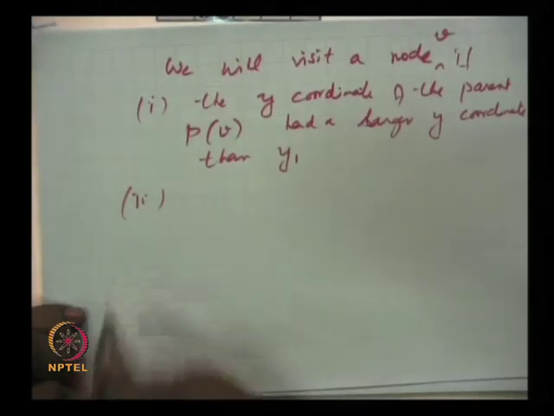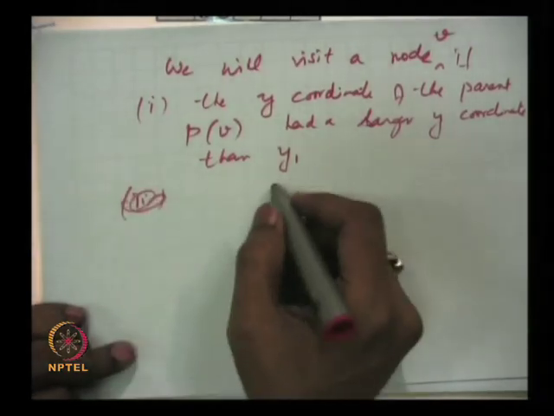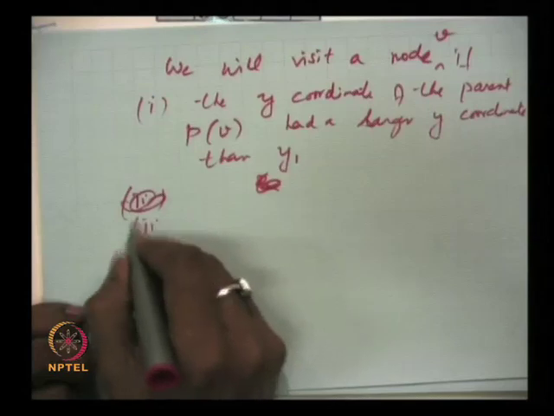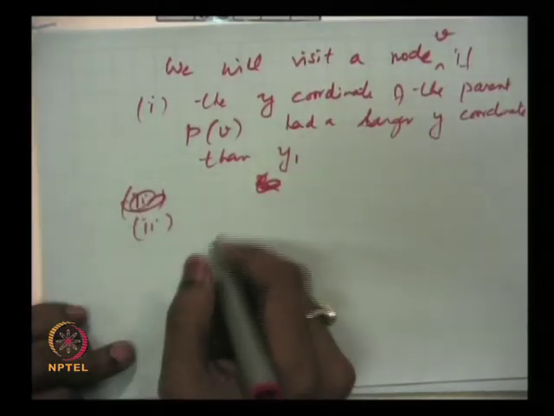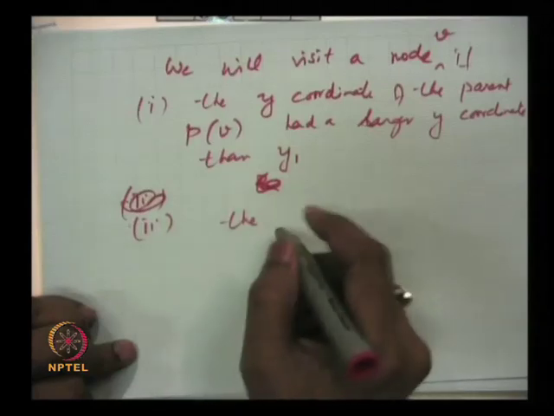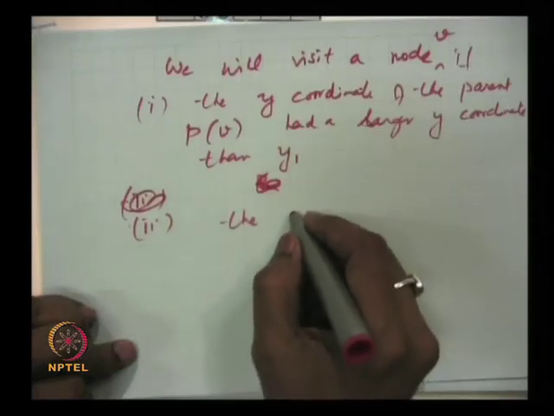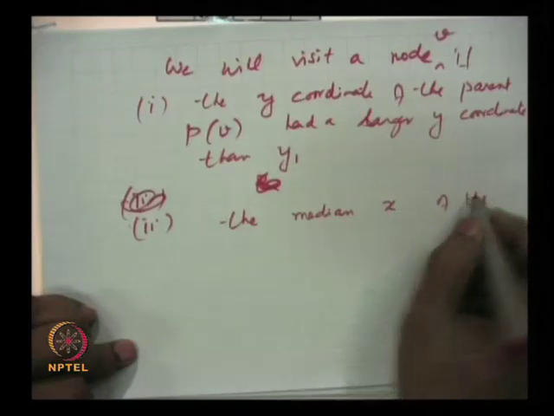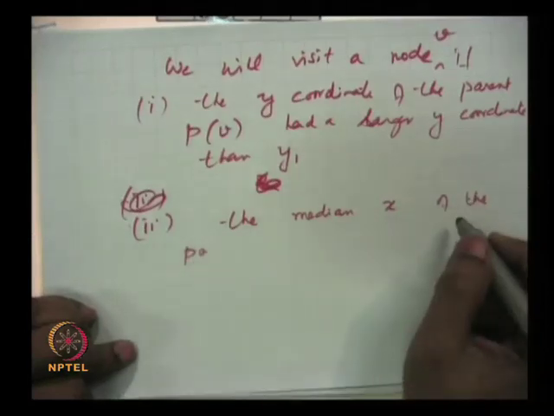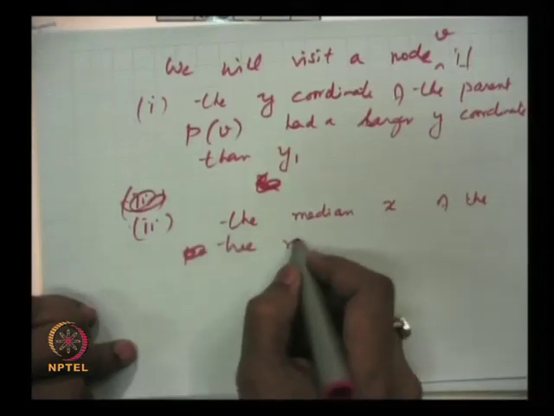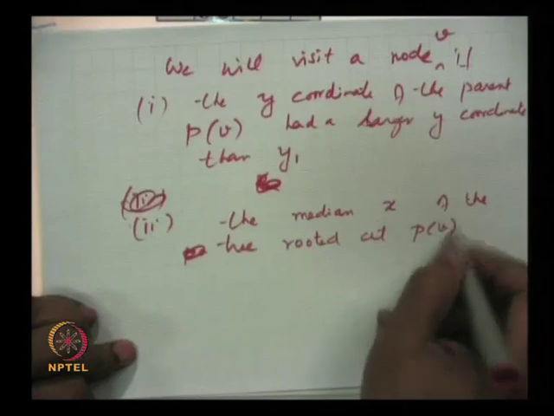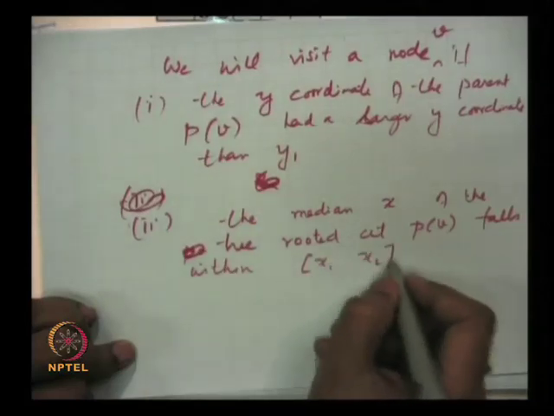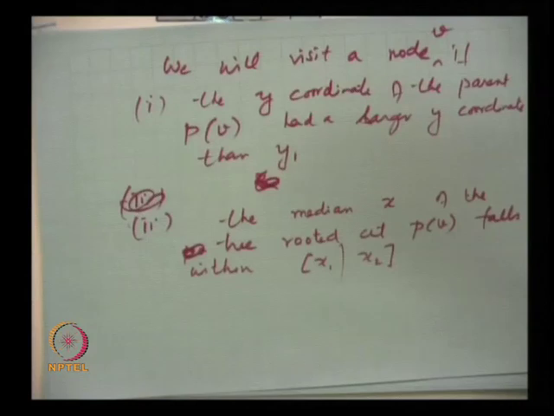Also, let me treat them separately. Actually, that can be treated at once, but let me just overcount it a little bit. Or the median x of the parent, well, median x of the tree rooted at the parent, falls within the interval x1 x2. The median passes through somewhere here. So, the entire interval is not contained to one side.